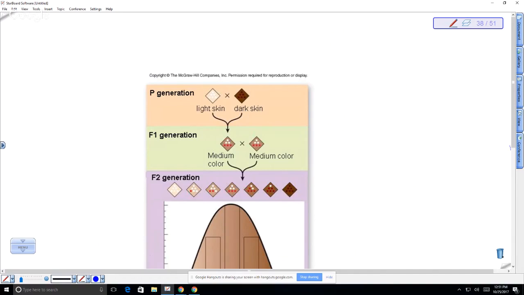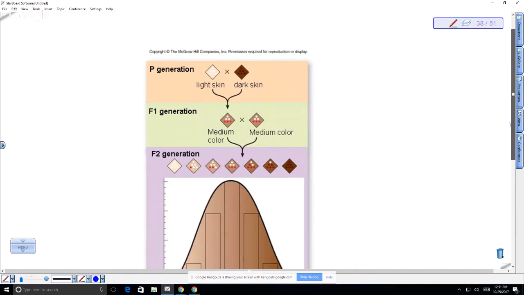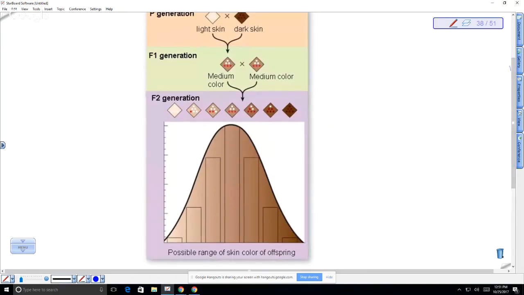Where there's pigment, that would be the dominant allele. Where there's no pigment, that would be the recessive allele. So these are the two medium colors. And notice that only 1 out of 64 offspring, because this would be an 8x8 Punnett square, is going to be really light colored right here, right? And only 1 out of 64 is going to be really dark colored. So it's much rarer to have that happen.